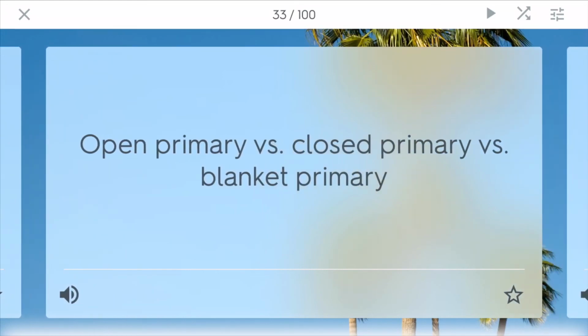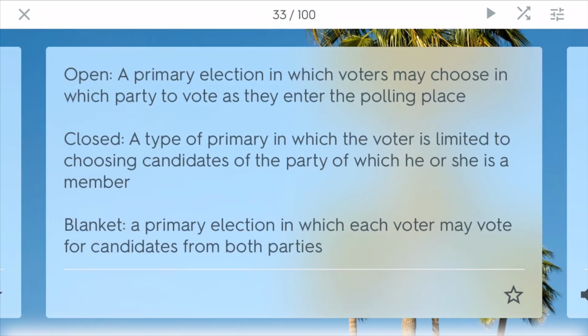Open primary, closed primaries, and blanket primaries. In an open primary, this is a primary election in which voters may choose which party they want to vote for when they enter the polling place. They don't have to predefine. In a closed primary, this is a type of primary in which the voter is limited to choosing candidates of the party of which he or she is a member. They usually have to register with a political party beforehand.